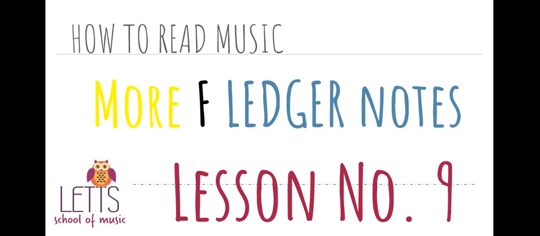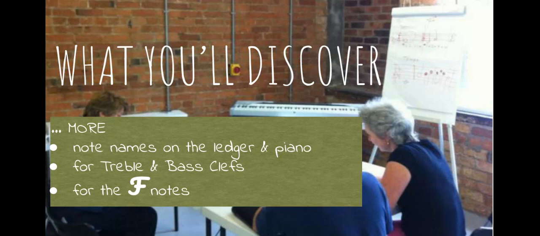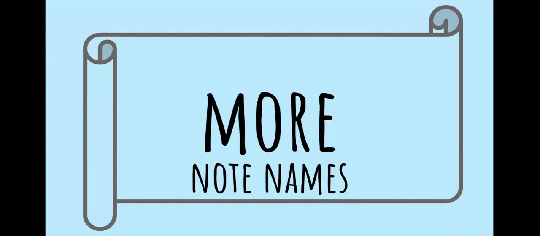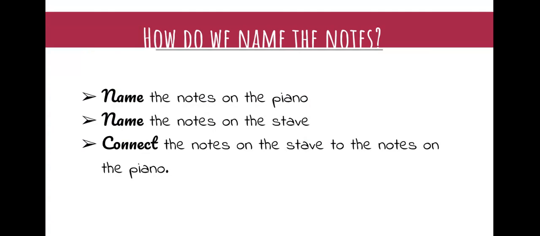In today's lesson, we're going to talk about more of the F ledger lines, more of the F notes. And what you will discover are the note names on the ledger and the piano, and the treble and bass clefs for F. So we have more music notation, more music names.